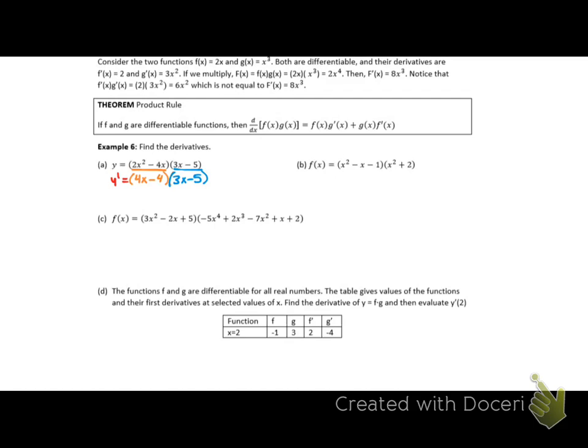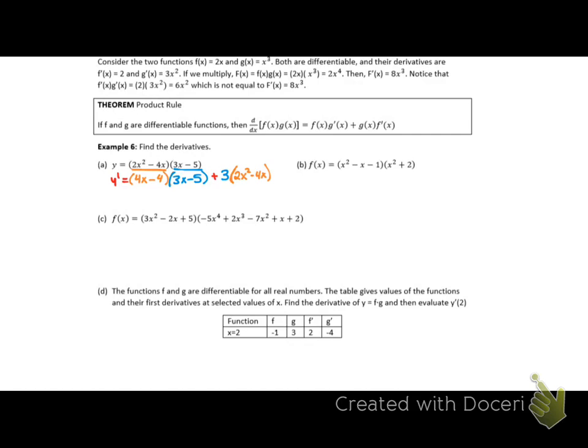Now we're doing the opposite. So plus the derivative of the second one, which is 3, times the first one, which is 2x squared minus 4x. Now, it does not matter what order you do it in. It doesn't matter at all. What matters is that they're both there. Because it's addition, addition is commutative, which means that you're allowed to take one and flip it with the other one, and addition still works. So that's all we really have to worry about.